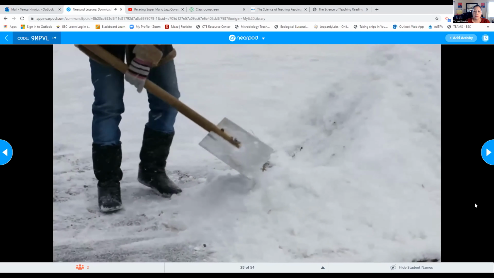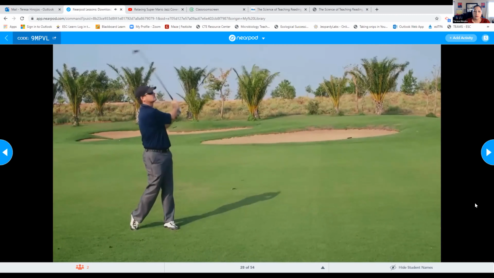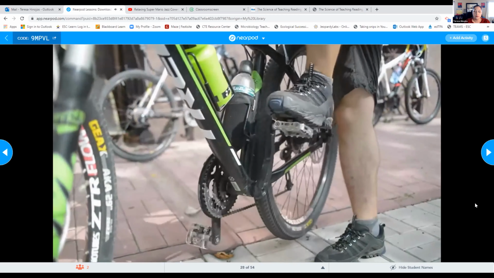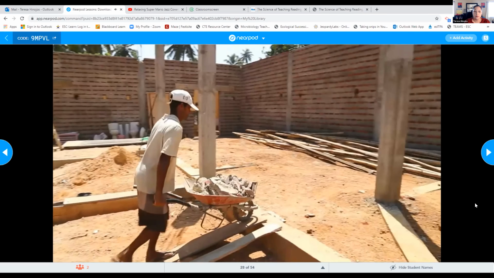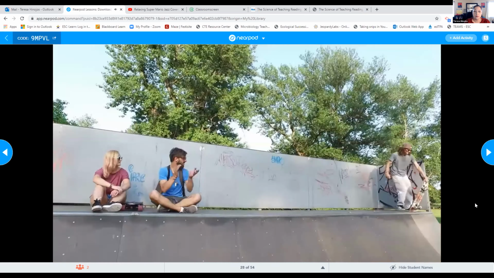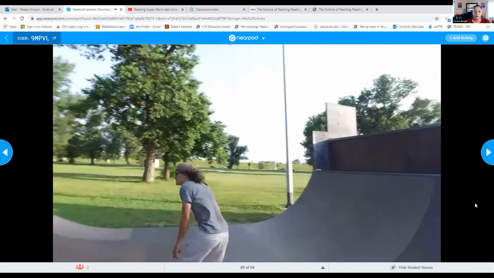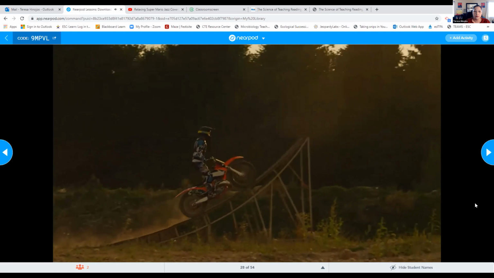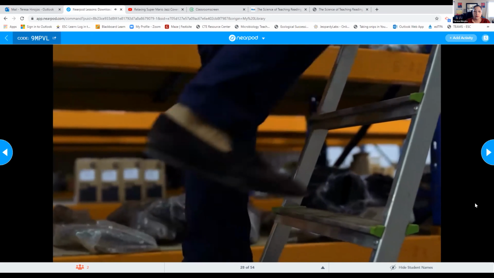A shovel is a lever. A golf club is a lever. These cranks on a bicycle, and this wheelbarrow is a lever. And it's also going up an inclined plane. An inclined plane is simply a flat surface raised at an angle. A skateboard ramp is an example of an inclined plane. This motorcycle jump is. And steps are even considered an inclined plane.